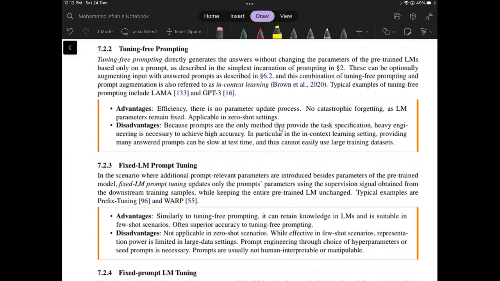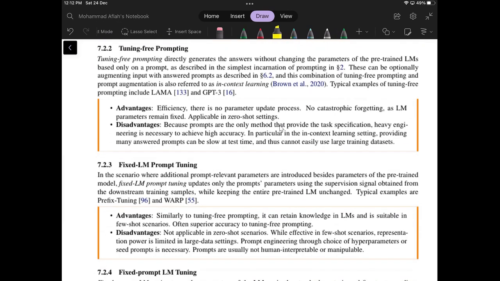Then you have tuning-free prompting. Tuning-free prompting directly generates the answers without changing the parameters of the pre-trained language models, based only on a prompt. These can optionally augment inputs with answered prompts as described in section 6.2, and this combination of tuning-free prompting and prompt augmentation is also referred to as in-context learning. Typical examples of tuning-free prompting include LAMA and GPT-3. Here you are just generating the answer without changing any of the language model parameters and only using the prompt. So similar to how people played around with GPT-3.